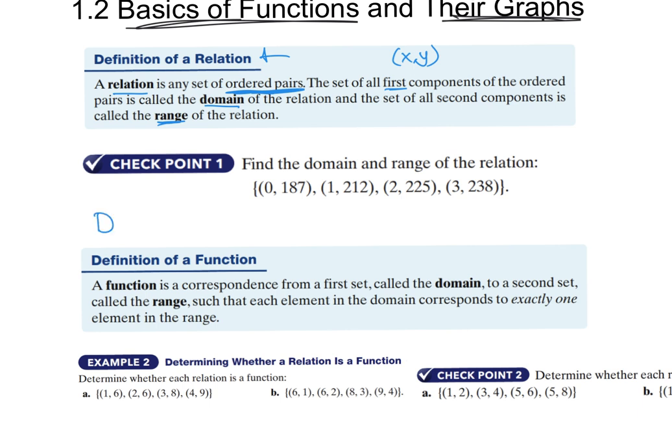So the domain I'm going to write like this. So the domain set is all of the first values, 0, 1, 2, 3. That is the domain of this relation. And the range are all of the second values, or the y-coordinates, 187, 212, 225, and 238. That is the domain and range of this relation.